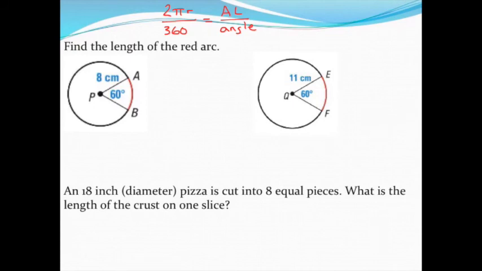Sometimes we don't want to find the entire circumference of a circle. Sometimes we just want to find the distance partway around the circle. So for example, the length of the arc from A to B. We call this arc length. Think of it sort of as like finding the length of the crust of pizza.